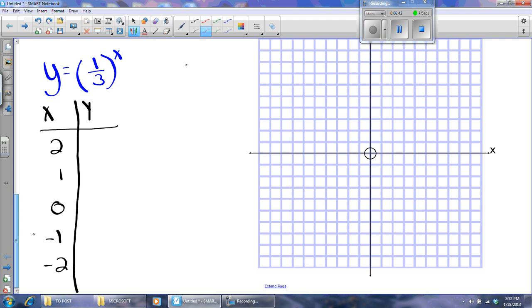Now that you see the basic shape, I'm going to put y equals (1/3) to the power x. So let's put 2 up there. I get 1/3 times 1/3, so I'm going to get 1/9. 1 is going to give me 1/3. 0 power is going to give me 1. If I put a negative exponent, I'm going to use the reciprocal, so I'm going to get 3. And then I'm going to get 9. Well, let's see how this looks. All right, 2 is at 1/9.